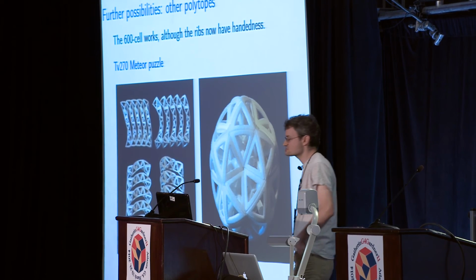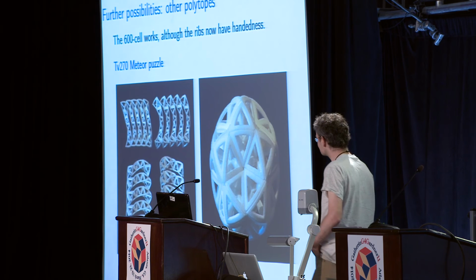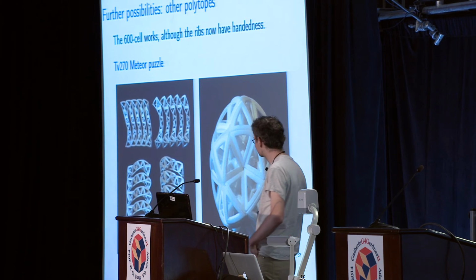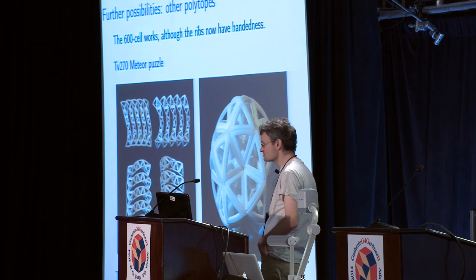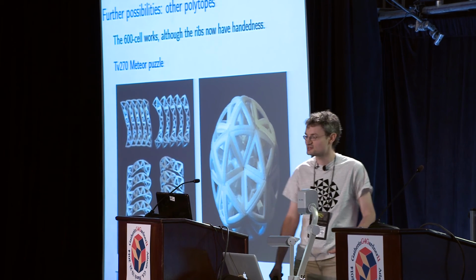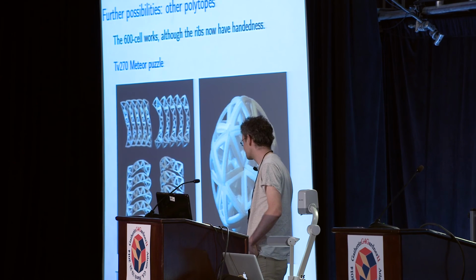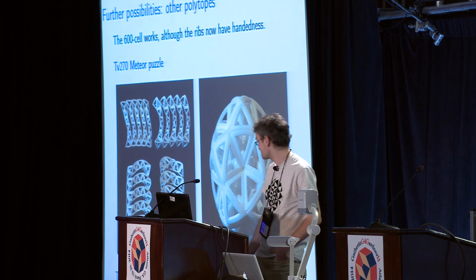And you can also do some things with the 600 cell, which is another of the 4-dimensional regular polytopes. This time the ribs have handedness. Previously they had mirror symmetry. But these 20 pieces come together to form this. And nothing else works. None of the other polytopes have enough cells to do anything interesting with. It seems that nothing works in Euclidean space and nothing works in hyperbolic space. So this is all you get.